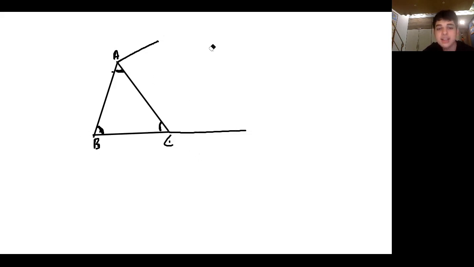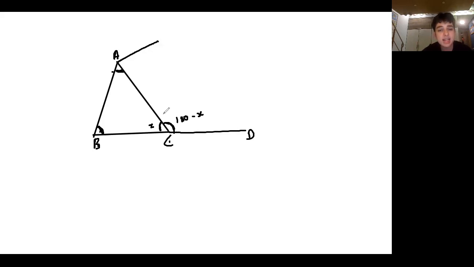Now again, I'm going to take the example of X. Say I name this angle hypothetically as X, and I wanted to find the measure of this angle. Let's call this point D. If I want to find the measure of ACD, now again, supplementary pairs of angles, this would be 180 minus X.